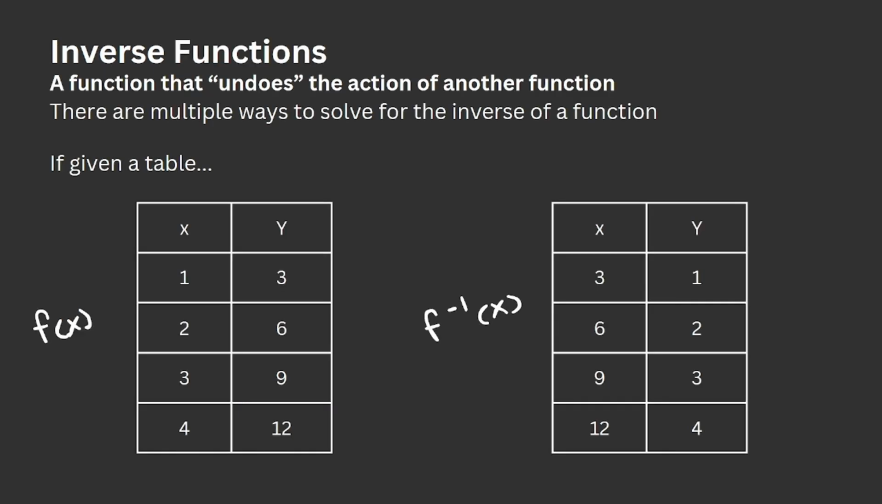Okay, so next is inverse functions. Inverse functions are functions that undo the action of another function, and there are many ways to solve for the inverse of a function. First, if you're given a table, let's say the table on the left, f of x, is my function, where x equals 1, 2, 3, and 4, and y equals 3, 6, 9, and 12. The inverse of this function would just be me switching the x and y values, so my x would now be 3, 6, 9, 12, and my y would be 1, 2, 3, 4.